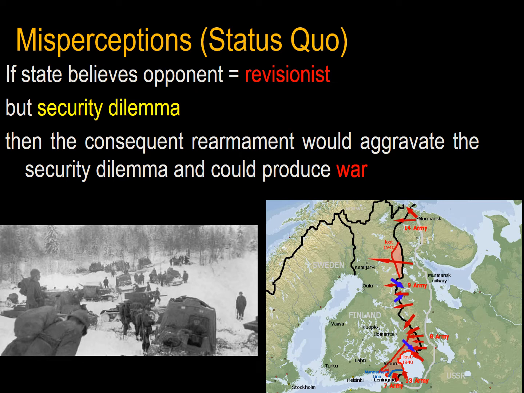But what if the opponent is believed to be revisionist, but in fact there is a security dilemma? Then the consequent rearmament would aggravate the security dilemma and could produce a war. Perhaps if the Finns had recognized that the Soviet Union was remarkably insecure about its defenses of Leningrad, the Finns could have made territorial concessions, instead of having to fight a war that ended up producing the same territorial concessions, but at much greater cost.